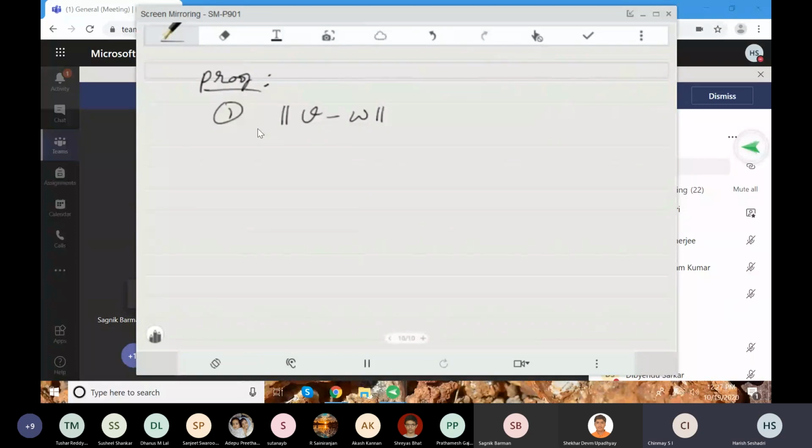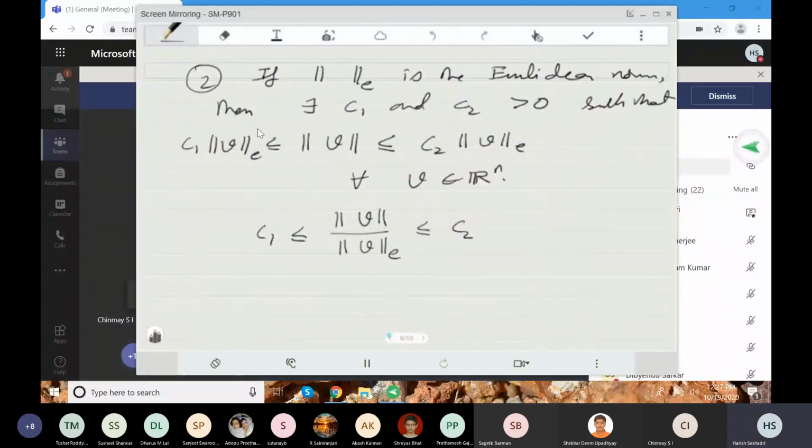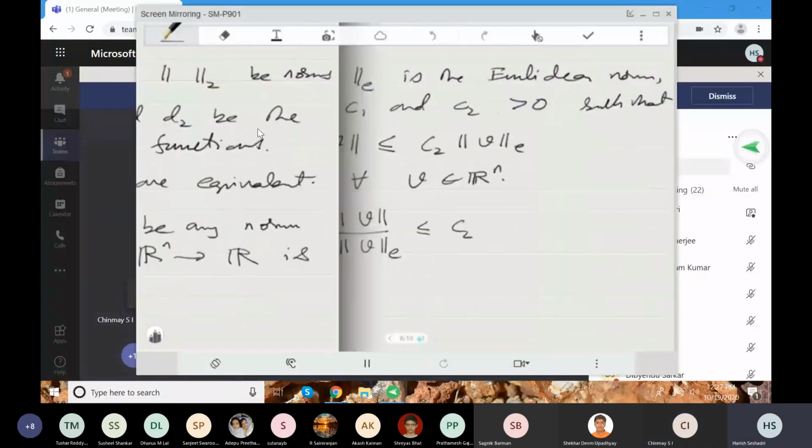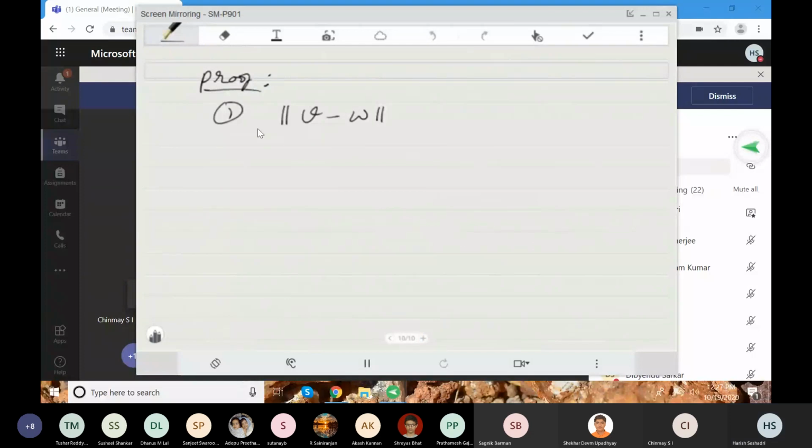Can you share the statement of this first part? The statement was that the norm is continuous. Lemma, the first part: let this be any norm on Rn, then this norm is a continuous function. Okay. So in fact, what I'm going to prove is that it's uniformly continuous. So I'm going to make this norm difference small.